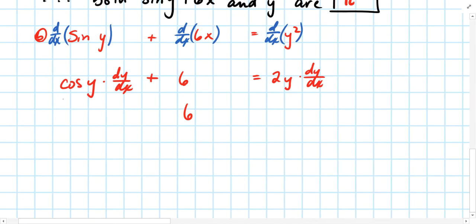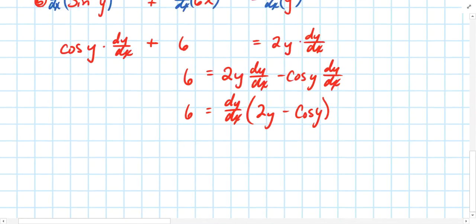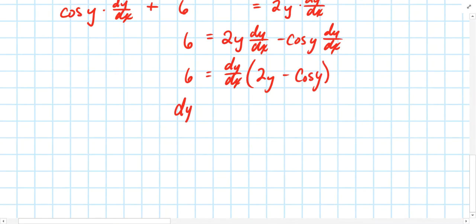So I think what I'll do is subtract cosine y dy/dx from both sides of the equation. And now I've got 2y dy/dx minus cosine y dy/dx. We'll treat dy/dx as a common factor. dy/dx multiplies by 2y minus cosine y. And now to isolate dy/dx, we'll divide both sides by 2y minus cosine y.